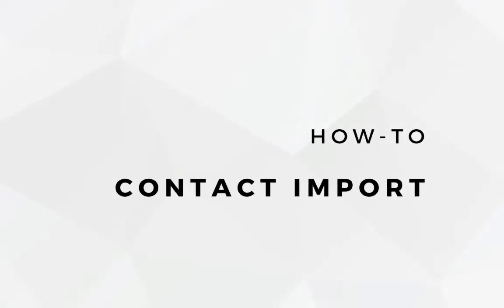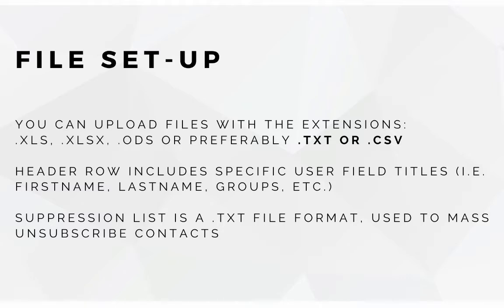Now that your main account structure has been set up, we can talk about importing contacts into your CRM. To get started, let's set up your external file to align with how your account is structured. Your CRM will accept most file extensions, with a preference on TXT, CSV, or Excel files. The header row will include the specific information you want to upload through your file. Then we'll talk about a suppression list, which is a TXT file format, and it is used to mass unsubscribe contacts within your account.